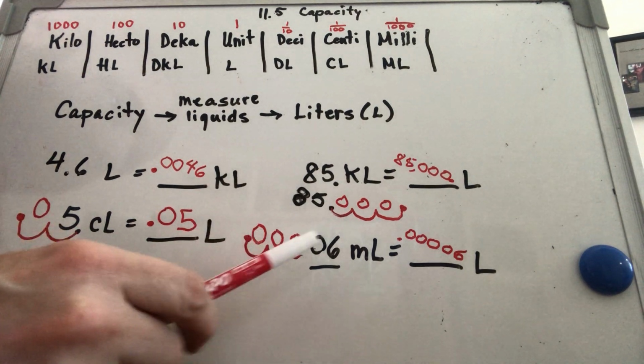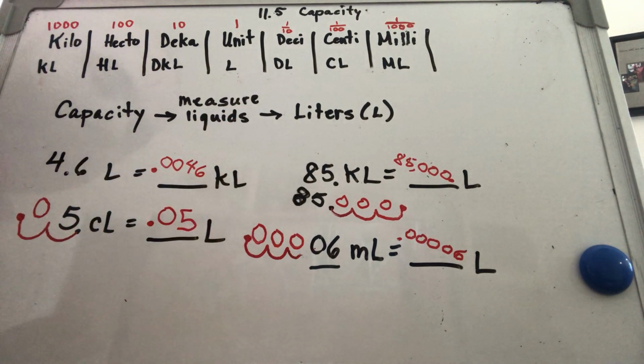And you have to remember, every time we move the decimal to the left, we are making numbers smaller. And when we move decimals to the right, we are making them larger. And every hop means you're going 10 times greater or 10 times smaller.